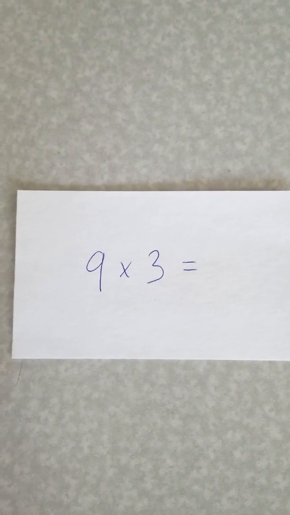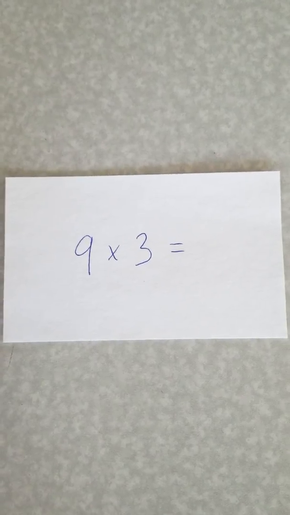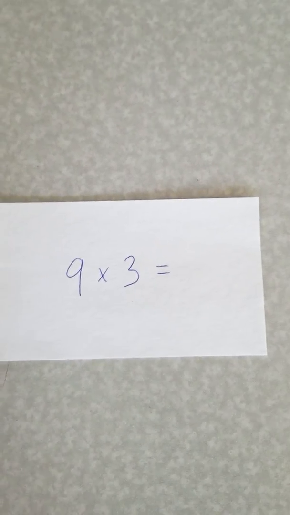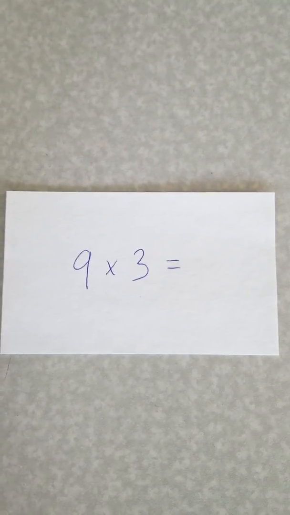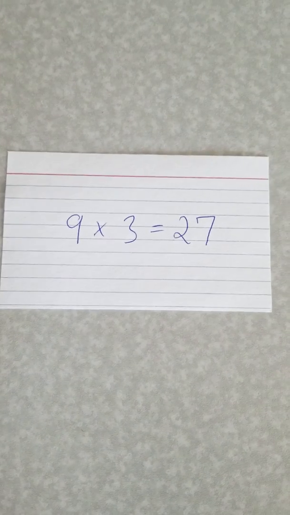One side of the card will have the math problem. I just picked 9 times 3 randomly. So it says 9 times 3 equals. The other side has everything written out: 9 times 3 equals 27.